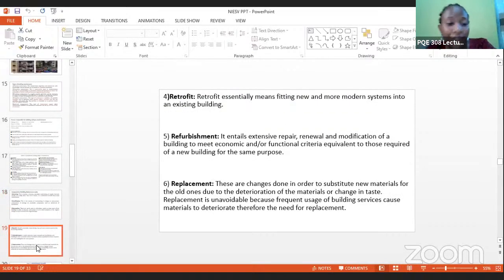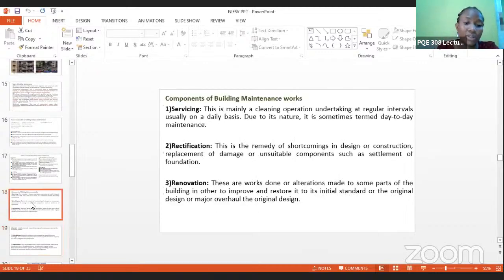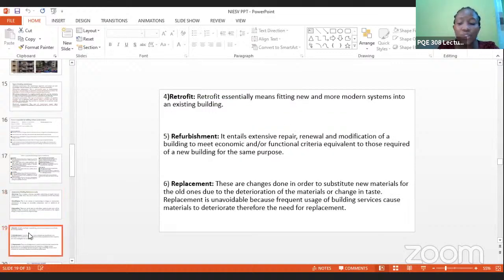So we have retrofit, we have rectification. Okay, I've talked about rectification. Okay, rectification, that is to rectify, just as the name implies, to rectify or to correct errors or shortcomings.